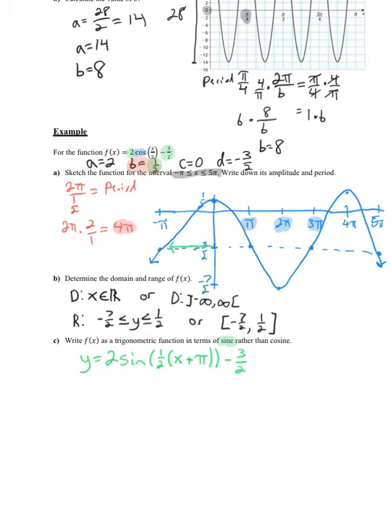Technically, this is not simplified. In order to simplify this, we would need to do a little distributive property, and we would distribute the 1/2 here and here. And we can rewrite that function as y equals 2 times sine of 1/2 x plus pi over 2 minus 3/2. So once we distribute down to one set of parentheses, it's simplified. We could technically also write this as x over 2 instead of 1/2 x. A couple different ways you could write that.